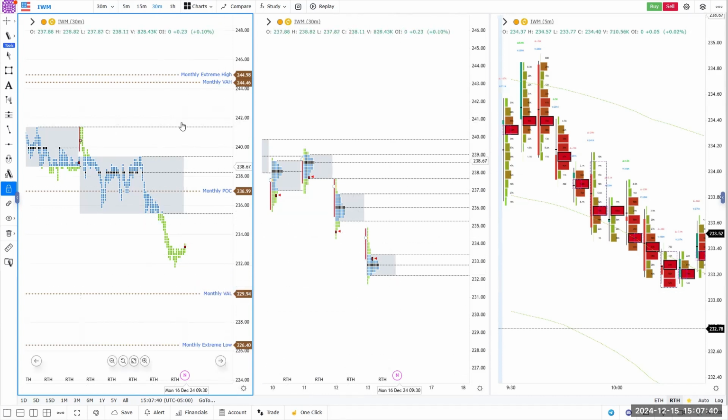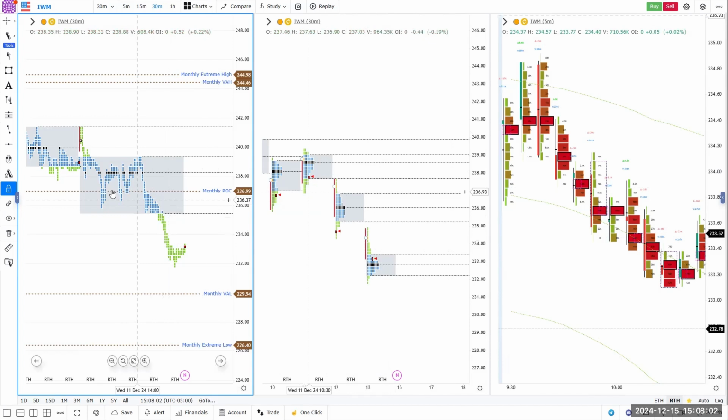So first, we're going to start with the far left chart, which is my weekly chart. I'm going to put my weekly numbers, which is here. You can see the value high, roughly 239.36. POC, value low, extreme high. I like to put that on my daily chart. And the same thing here on the daily, I like to put that on my footprint chart.